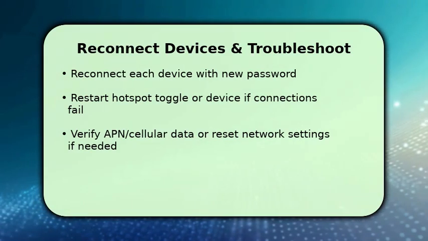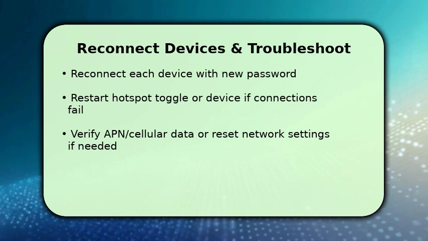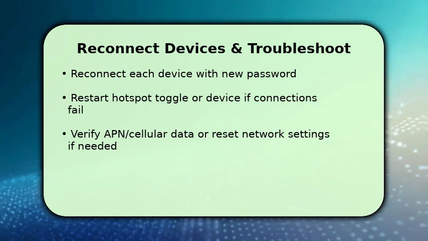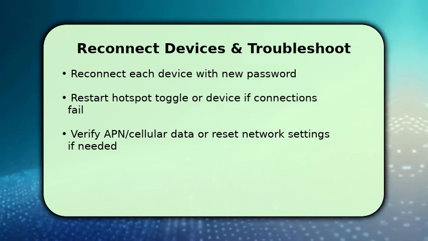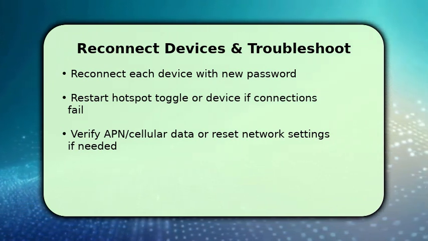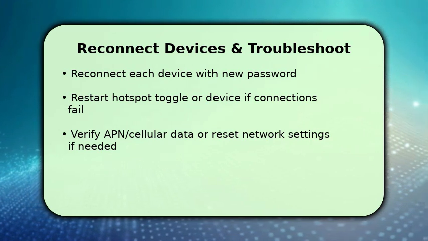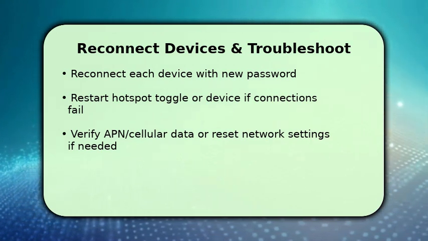To finish, reconnect your laptop or tablet by selecting the hotspot SSID and entering the new password. If a device refuses to join, toggle Personal Hotspot off and on again, or restart your phone to clear any transient network state. Make sure cellular data and APN settings are correct if problems persist.